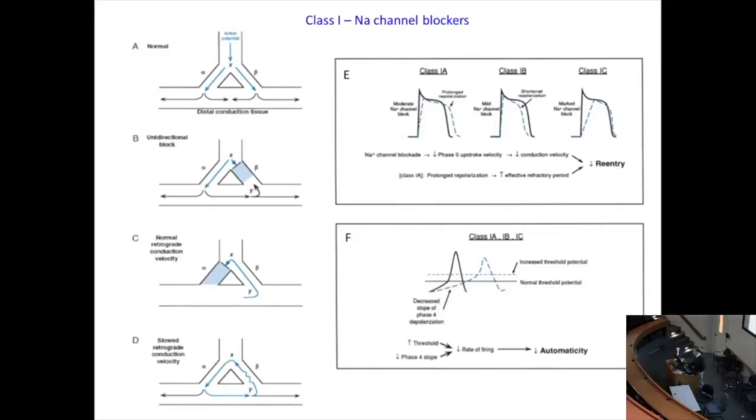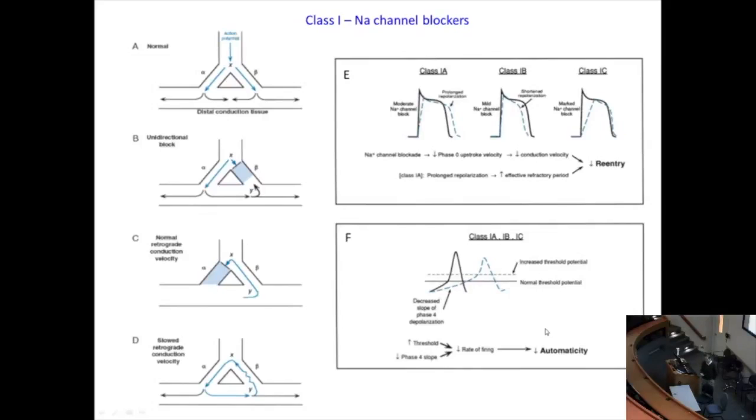It turns out that these do have an effect that I don't think is very well understood on the pacemaker channel and on automaticity, and they slow the rise in phase 4, and they therefore can be effective for supraventricular arrhythmias, where you want to increase that threshold and decrease that slope and slow automaticity.